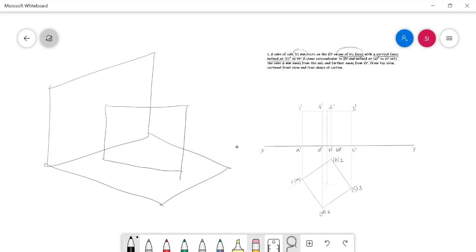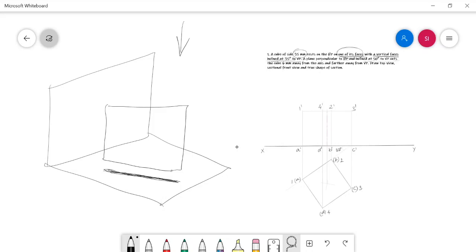This will be like that. So the trace of the cutting plane as a line will be viewed in the top view. When you view it from the top, the trace of the cutting plane will be viewed as a line in the top view. So not like the previous problem.